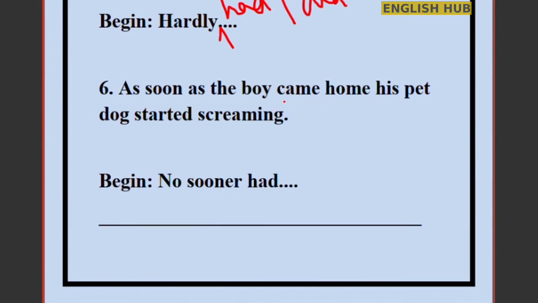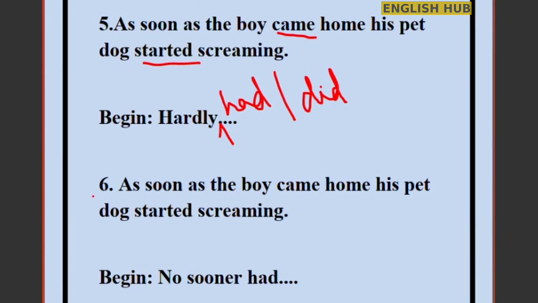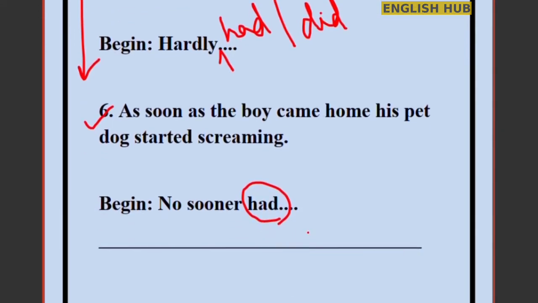Now, see, in the first sentence, I discussed both. In the fifth sentence, I discussed both. The same question is given over here, but you are told to start with had. Okay, you are already given here that you need to start the sentence with had. So you cannot use did. So no sooner had, you have to use the third form of the verb. No sooner had the boy come home than his pet dog started screaming.